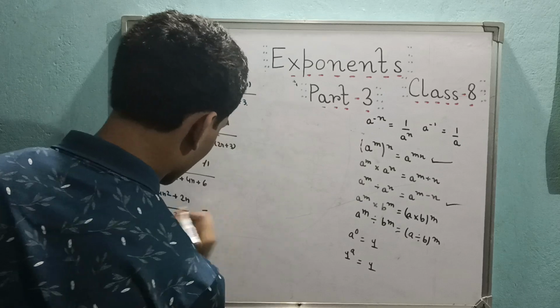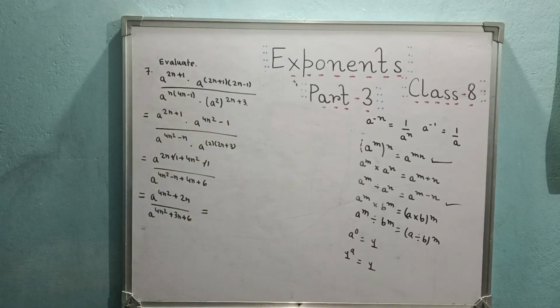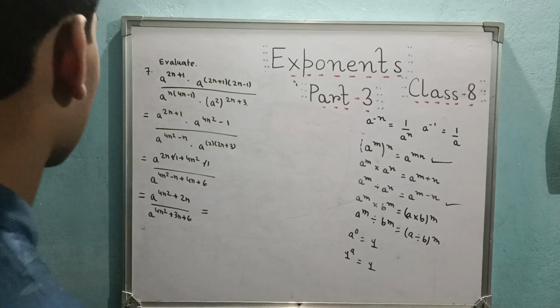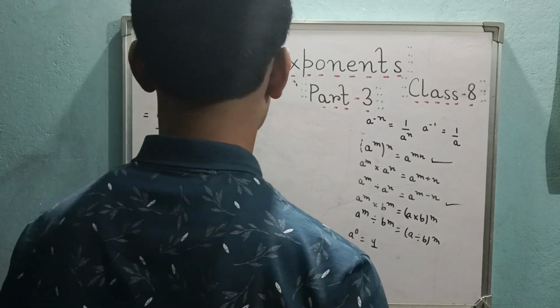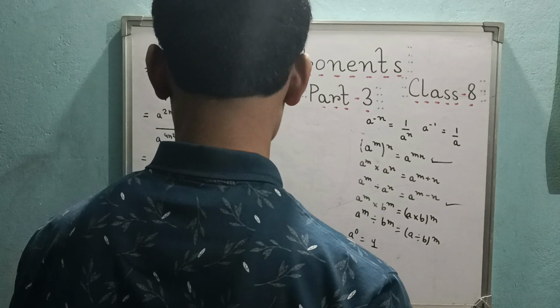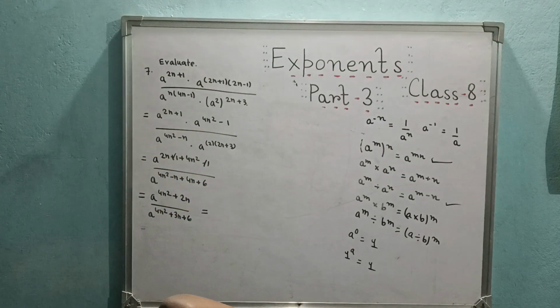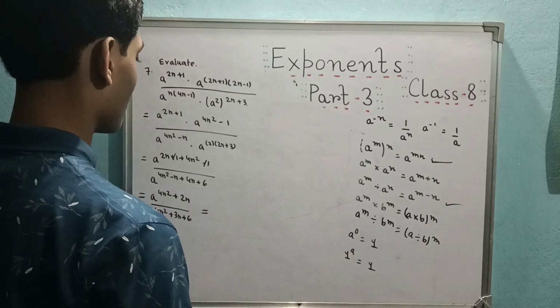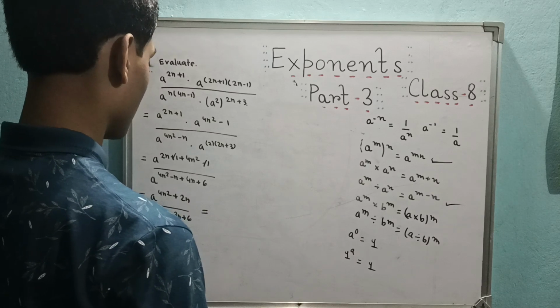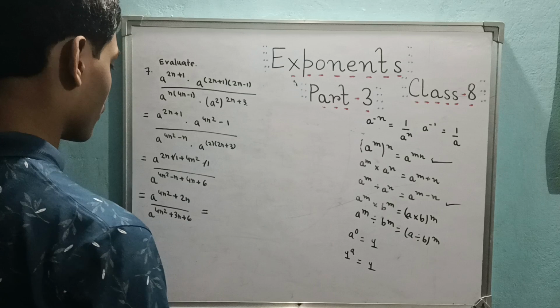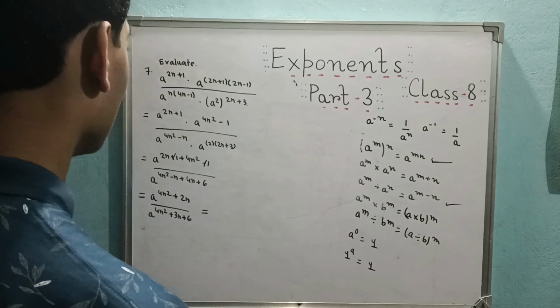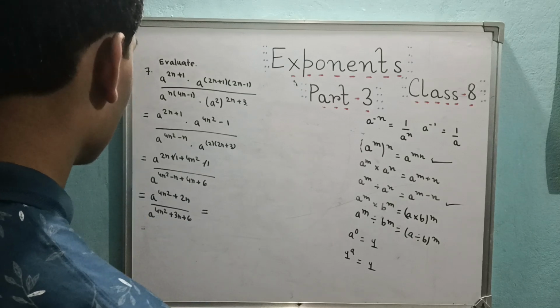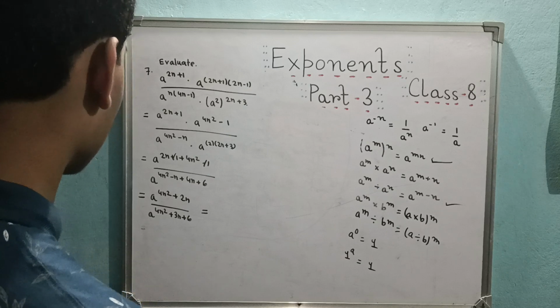Again, let me see if I have done something wrong here. Yes, okay. 4 square minus 1 is also looking good. Yeah, 4n square plus 2n by 4n square minus n plus 4n plus 3n plus 6.